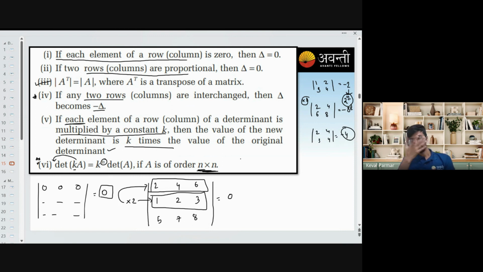A. Listen to my words very carefully, guys. I said square matrix because only then I can use determinant. Determinant is only for square matrices. That means the number of rows and number of columns should be equal. Got it? These are some elementary properties.